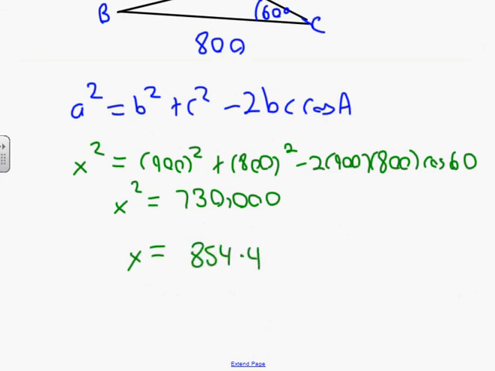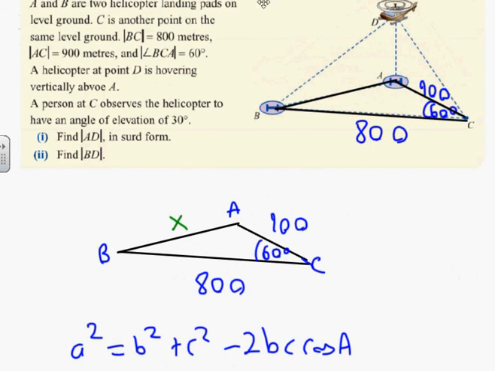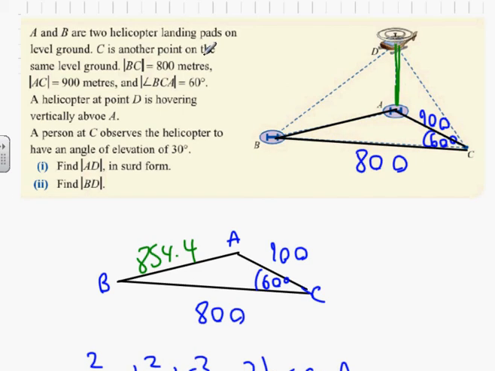Now, once I had that extra piece of information, 854.4, what I can do next is find AD in surd form. So I'm looking for AD here. See AD? Now there's a good bit of information on AD. So BCA is 60 degrees, and it wants me to find AD in surd form. Then upon finding that, it wants me to find BD.